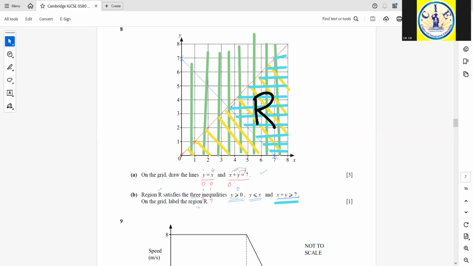Let me take any point in this region. Let it be this point. The x coordinate is 5 and the y coordinate is 4. Y is greater than or equal to 0. Y is less than or equal to x. That is also fine. And the sum of x and y is greater than or equal to 7. The sum is 9, which is greater than or equal to 7. So yes, all the conditions are being fulfilled. So this is our required region R.